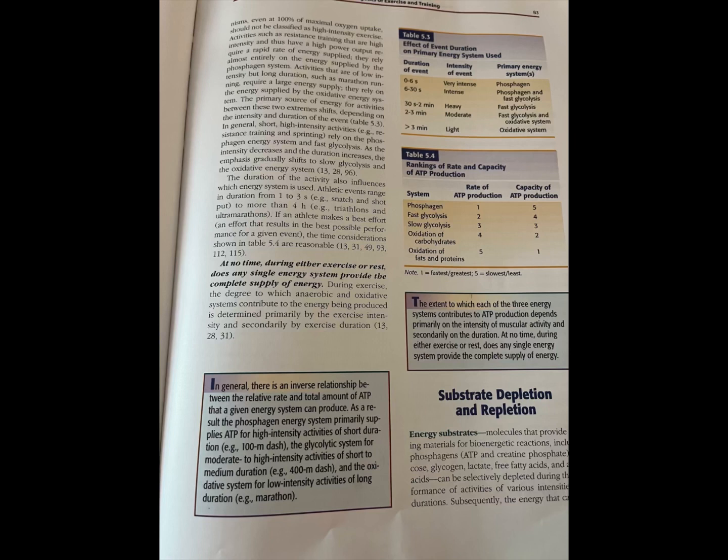In general, short, high-intensity activities, such as resistance training and sprinting, rely on the phosphagen energy system and fast glycolysis. As the intensity decreases and the duration increases, the emphasis gradually shifts to slow glycolysis and the oxidative energy system. The duration of the activity also influences which energy system is used. Athletic events range in duration from 1 to 3 seconds, snatch and shot put, to more than 4 hours, triathlons and ultra marathons. If an athlete makes the best effort, an effort that results in the best possible performance for a given event, the time considerations shown in Table 5.4 are reasonable.